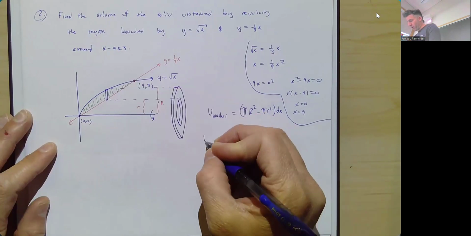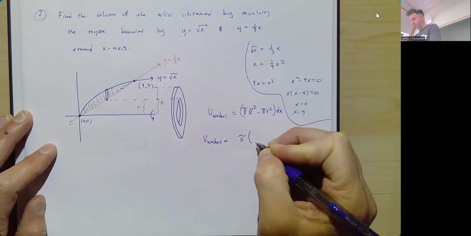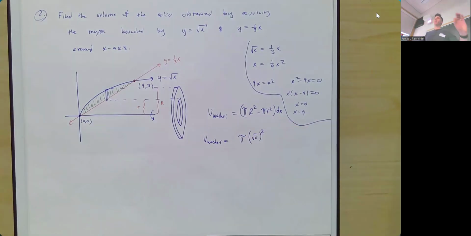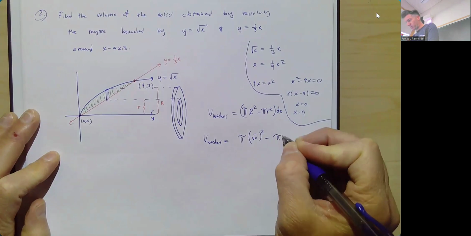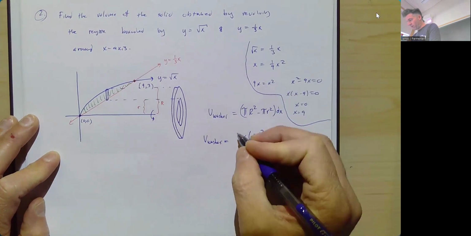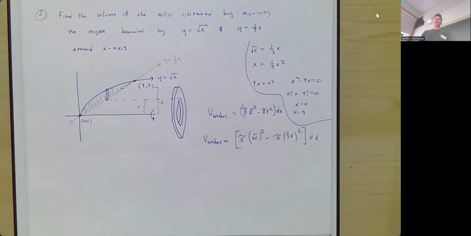So the volume of my washer is going to be pi times the larger function squared, square root of x. I should be more specific with my word choice there. My function that is further from the axis of rotation squared, minus pi times my function that's closer to the axis of rotation, which is 1/3 x squared, all that times dx. And if I'd been a little bit smarter there, I would have factored out the pi. So that's the volume of one washer.